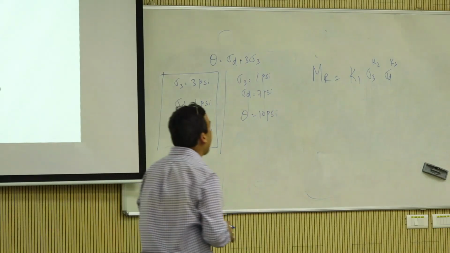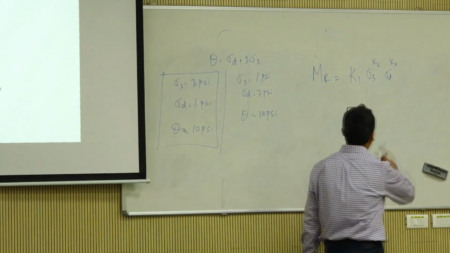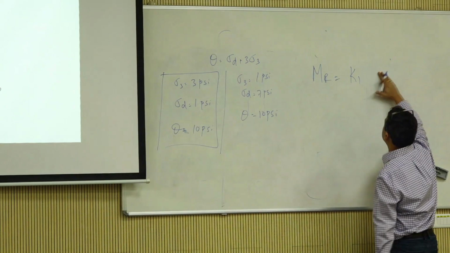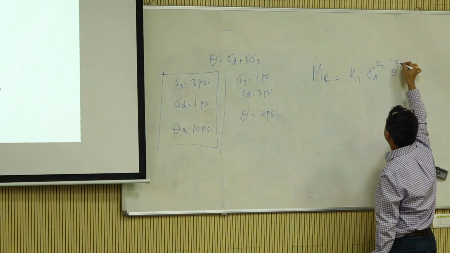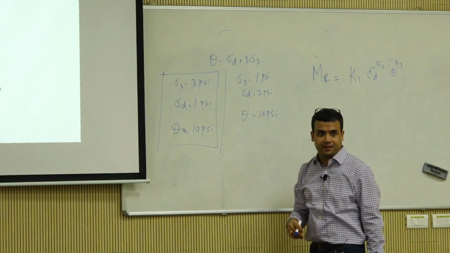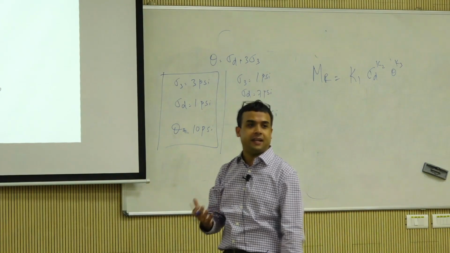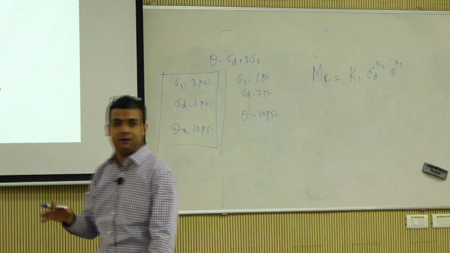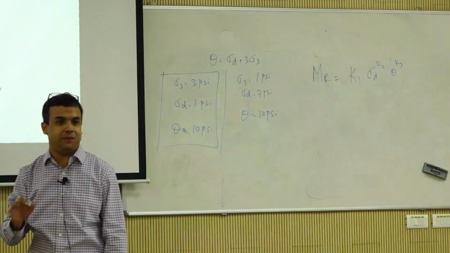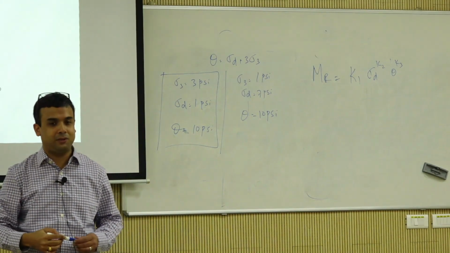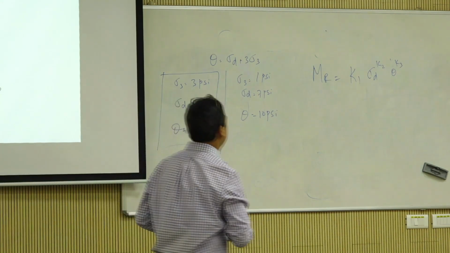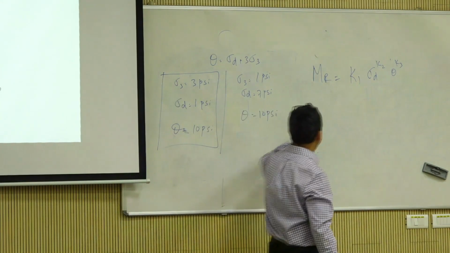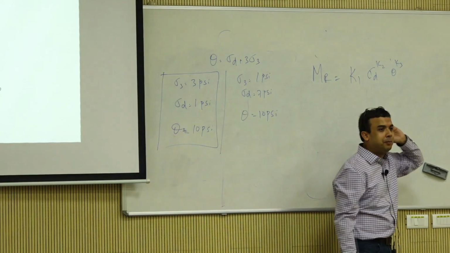There is actually a model called the Uzan model, which we will take a look at in a second. Sigma d raised to the power K2, theta raised to the power K3. Professor Jacob Uzan, the smartest person alive in pavement engineering, by the way. If you ever get a chance to interact with him, you'll see. He's from Israel. He's a walking genius. Developed this.